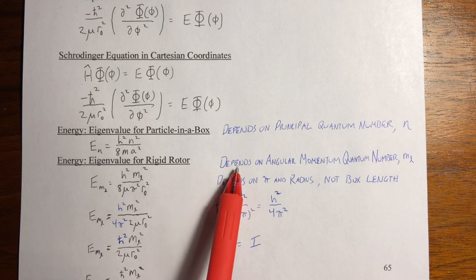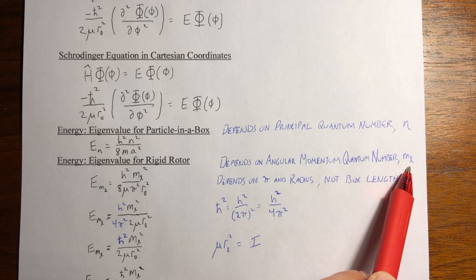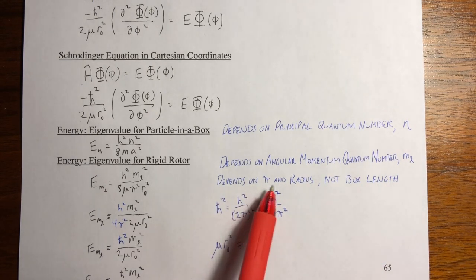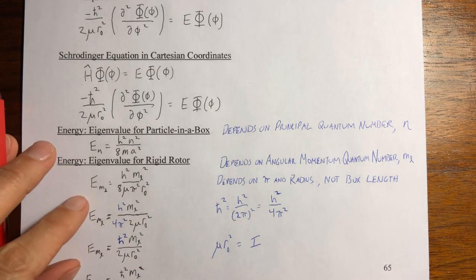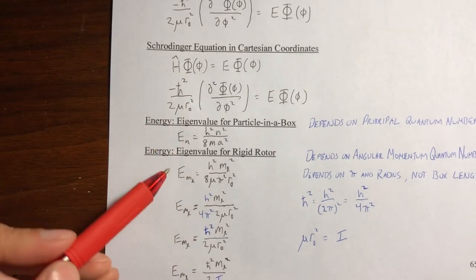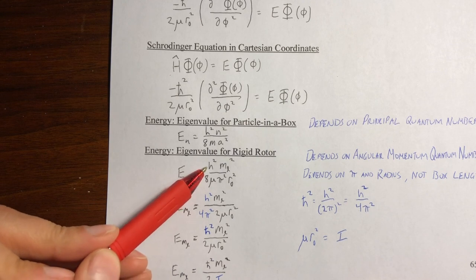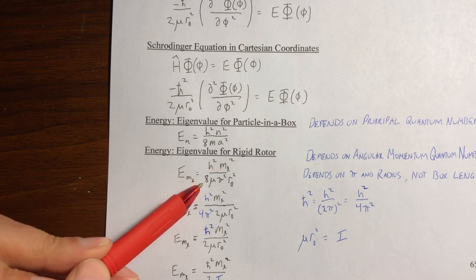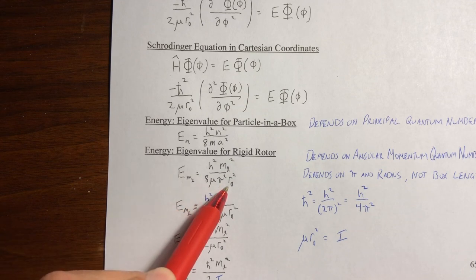So our rigid rotor depends on angles. The angular momentum quantum number is m sub L. We also have a dependence on pi and radius rather than box length. So our eigenvalue equation looks a little bit different now. It is E of m sub L is equal to Planck's constant h squared times angular momentum quantum number m sub L squared divided by 8 times reduced mass times pi squared times radius squared.